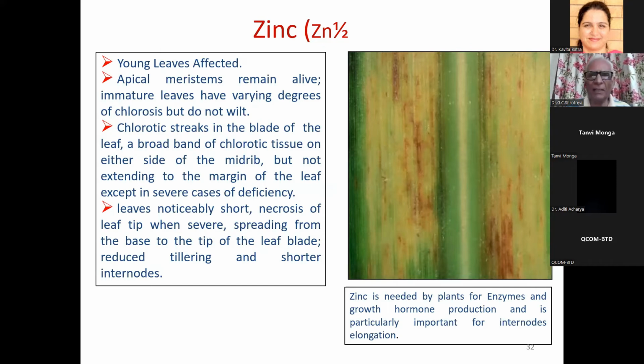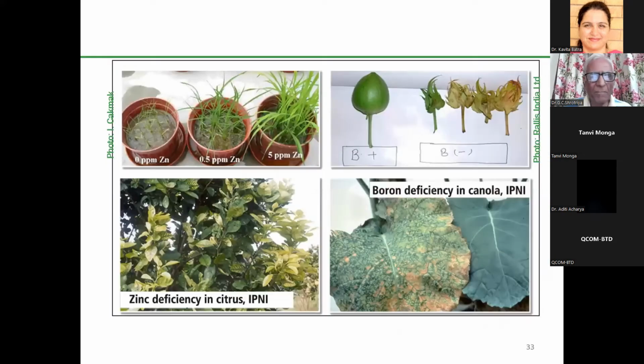And this is how the magnesium deficient leaf of sugar cane or rice plant or wheat plant will look like. Leaves become short and tips may be again very necrosis type tips may have. Next, please.